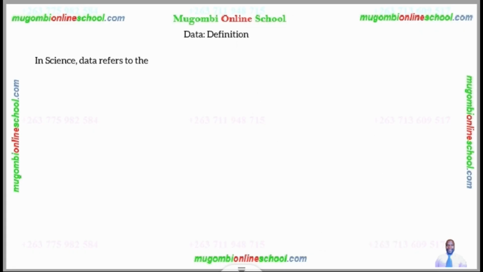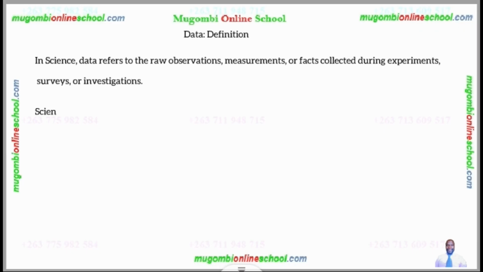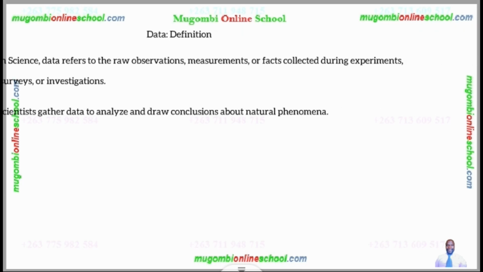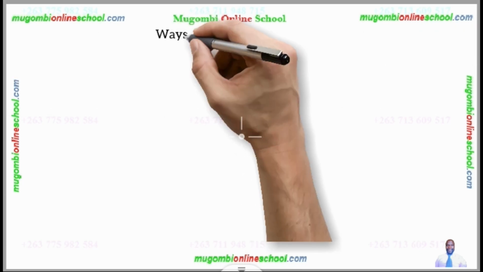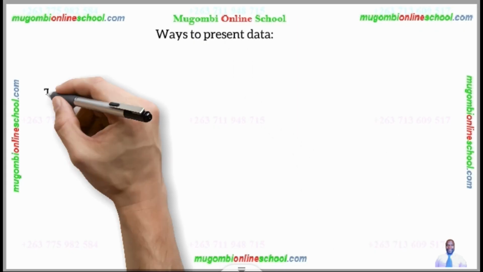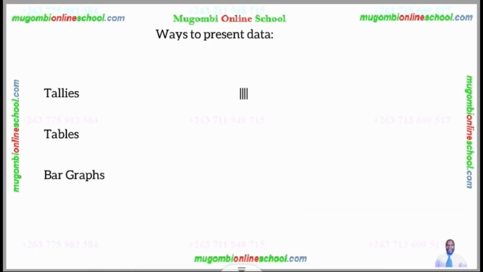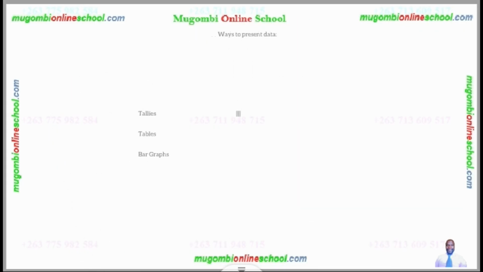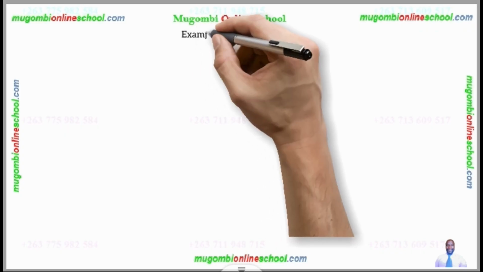So let us start by defining data. In science, data refers to raw observations, measurements, or facts collected during experiments, surveys, or investigations. Scientists gather that data to analyze and draw conclusions about phenomena. Ways to present data: data can be presented in forms of tallies, tables, or bar graphs.